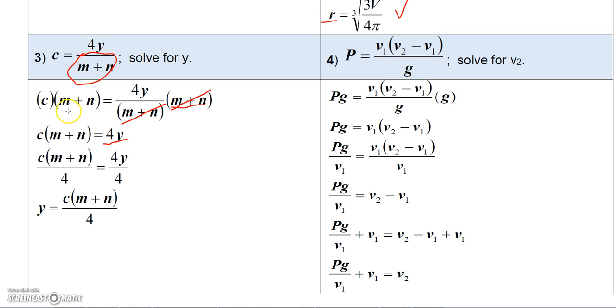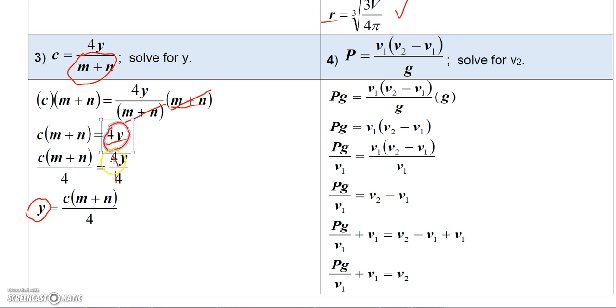on the right. Now on the left, I also have to multiply m plus n times c. So I have c times m plus n. Now all I have to do now to isolate the y is just divide this by 4. So if I divide 4y by 4, then that's just going to give me y, and again I put it over here this time. So 4y over 4 just gives me y, because 4 over 4 here is 1.